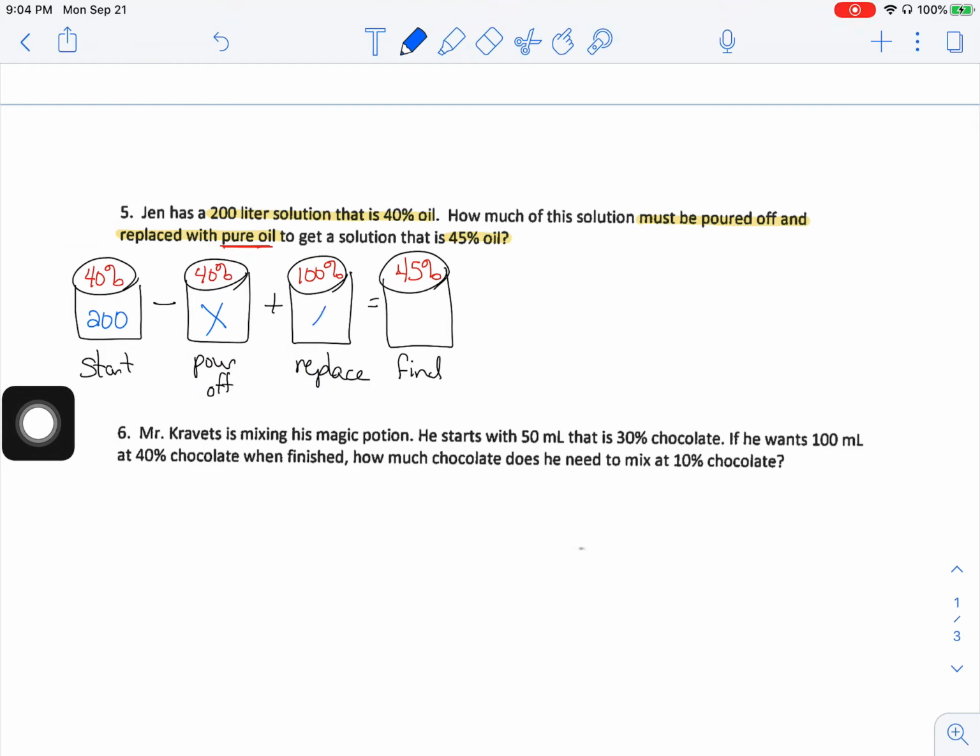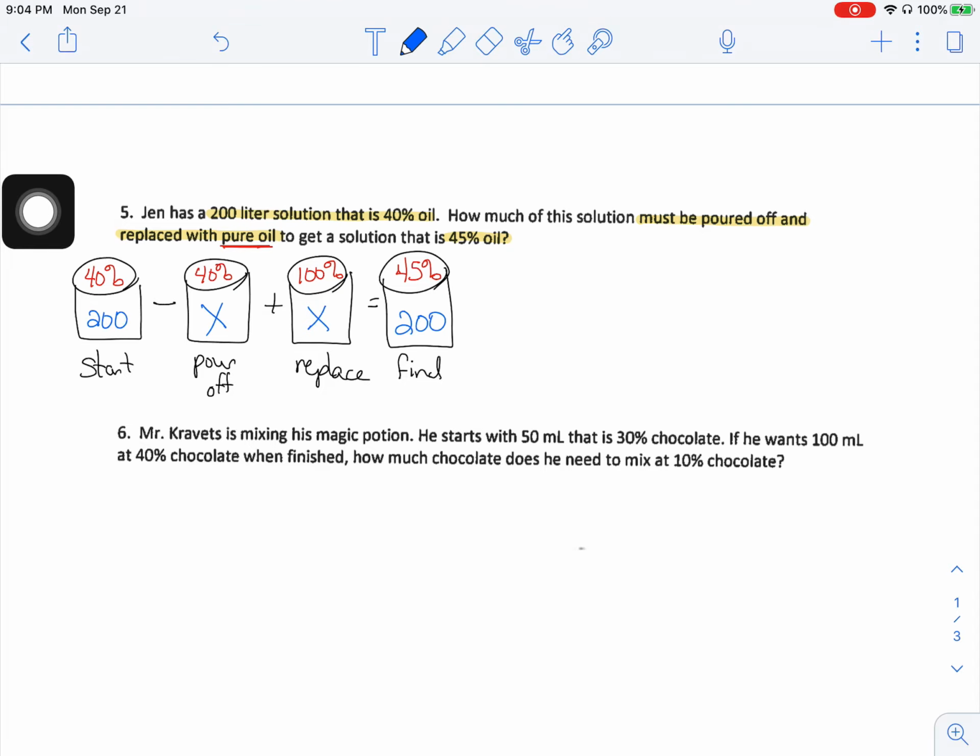It's called replacement. Okay? So if we go across here and we're just looking at our quantities, we have 200 minus X plus X. Well, minus X plus X means those are gone. They're going to cancel down to nothing. And what's left is the 200 that you started with. All right? By pouring something off and replacing it, you're basically back at the same position you started from. So the 200 liters, you're still going to have 200 liters, but you've changed the quantities by the percentage.